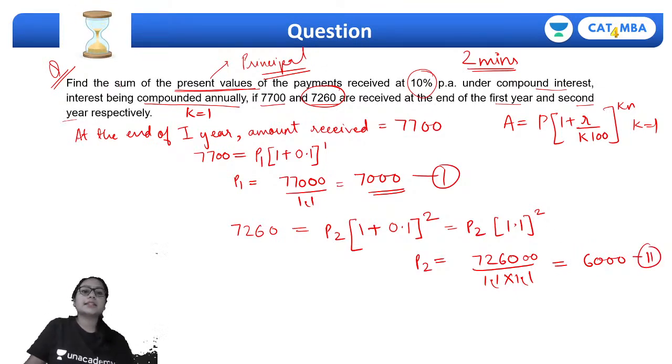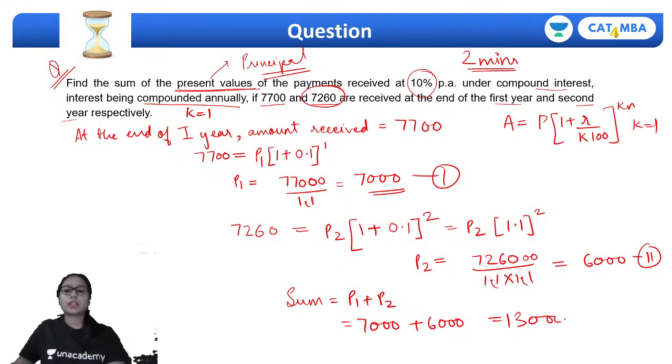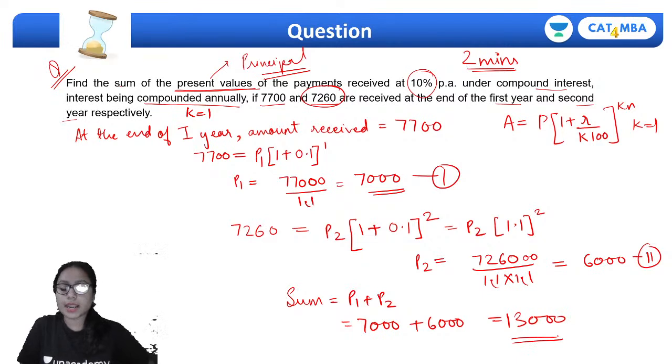Since I have to find the sum of both the present values, the required sum is equal to P1 plus P2. Hence, the answer is 7,000 plus 6,000, that is equal to 13,000. Alright, so yes, the answer is 13,000. Shubham, your answer is right.